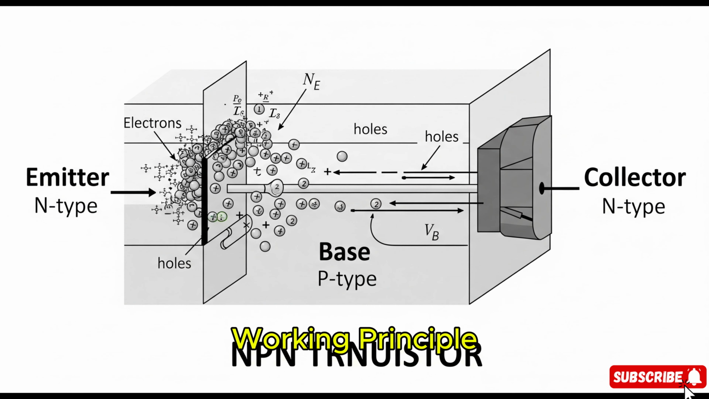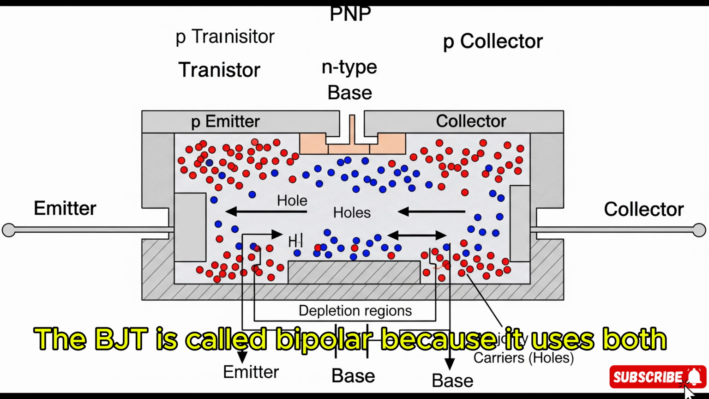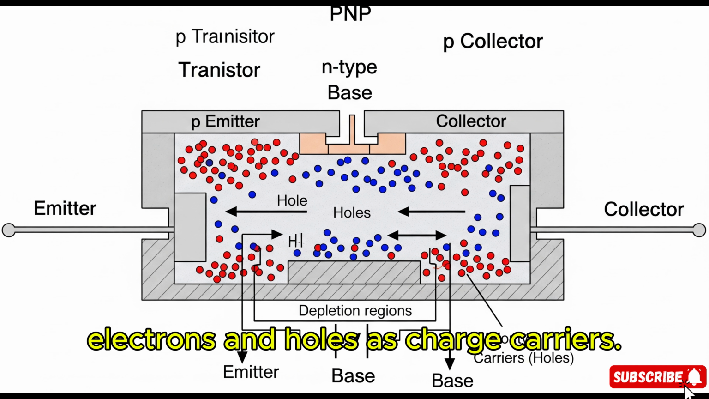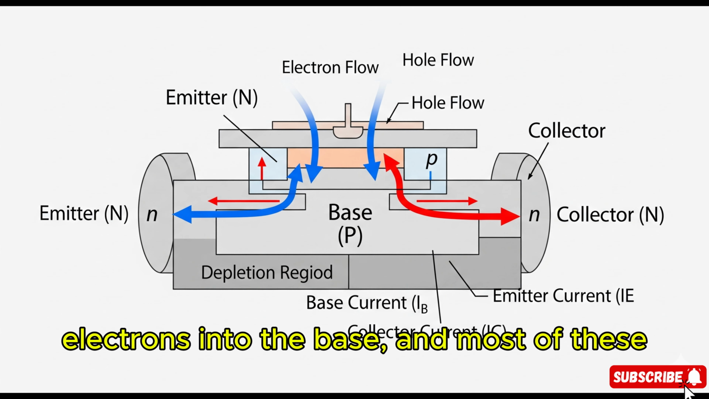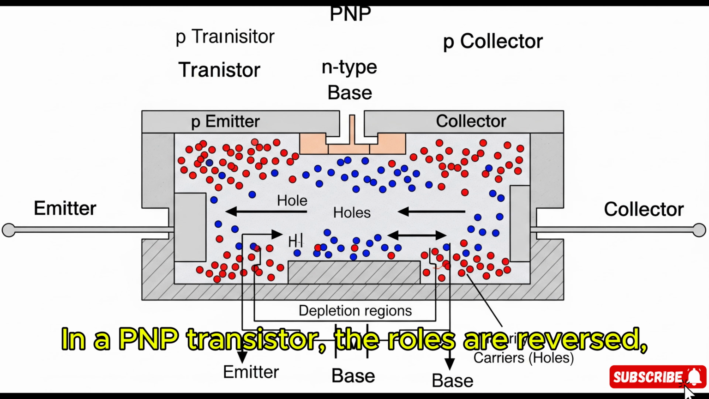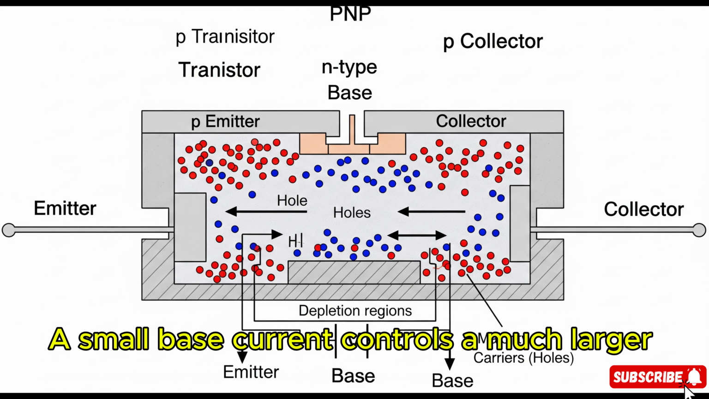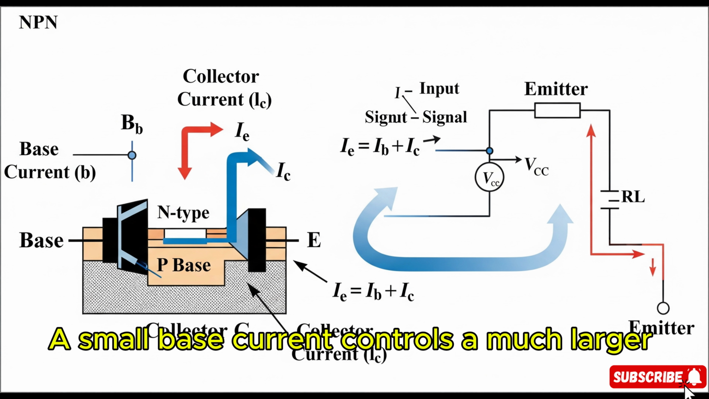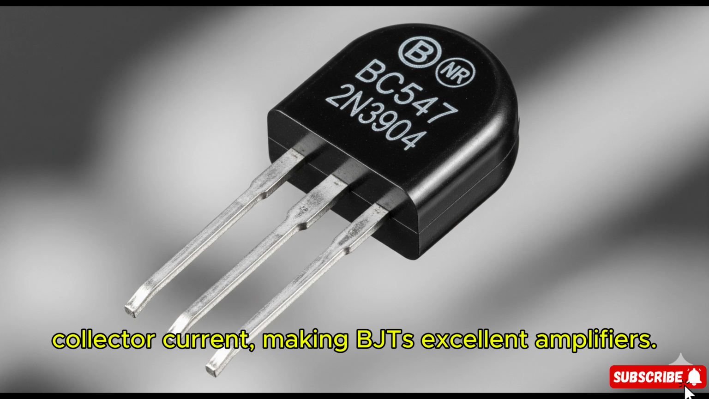Working principle. The BJT is called bipolar because it uses both electrons and holes as charge carriers. In an NPN transistor, the emitter injects electrons into the base, and most of these electrons move into the collector. In a PNP transistor, the roles are reversed, with holes being the majority carriers. A small base current controls a much larger collector current, making BJTs excellent amplifiers.